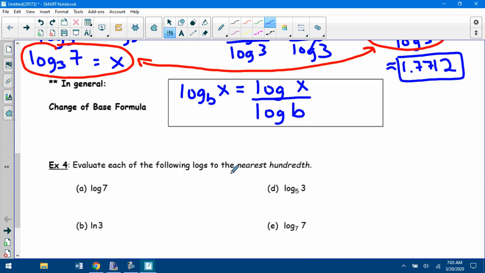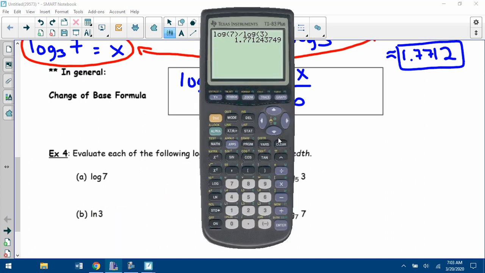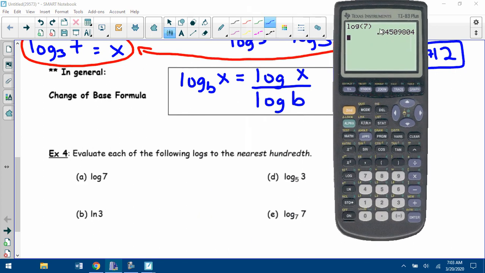Okay, so now let's do that. Evaluate each of the following logs to the nearest hundredth. Try it on your calculator. Log of 7. That one's easy. I can just type log of 7. Done. 0.845. We said nearest hundredth. Watch the rounding. 0.85.